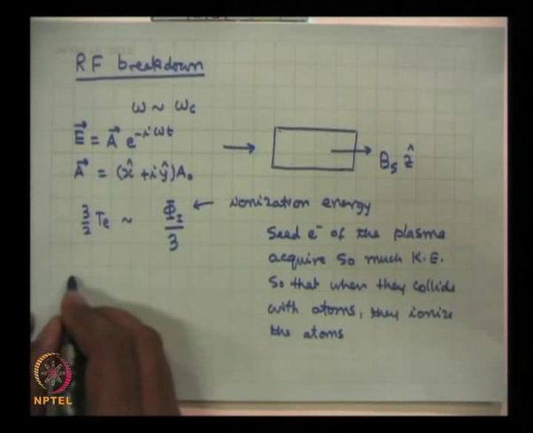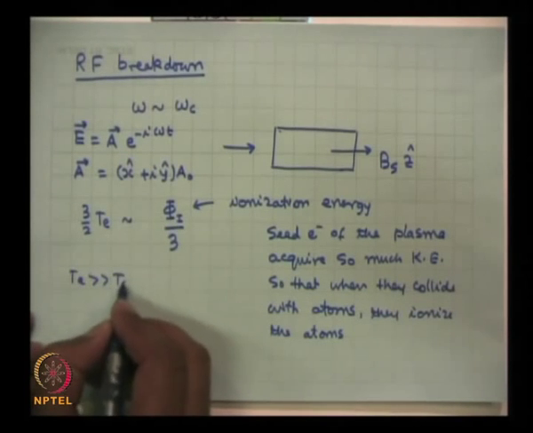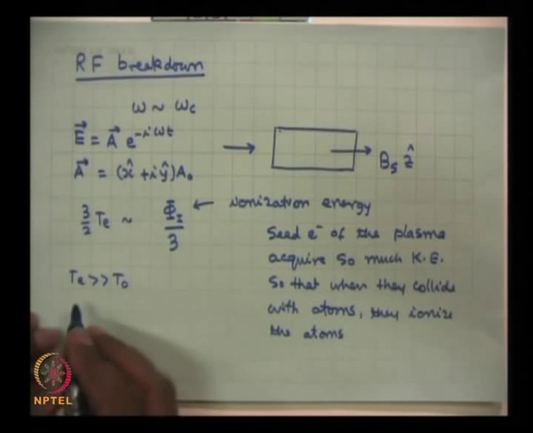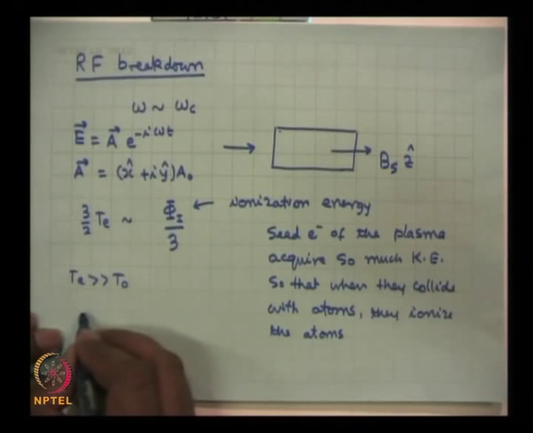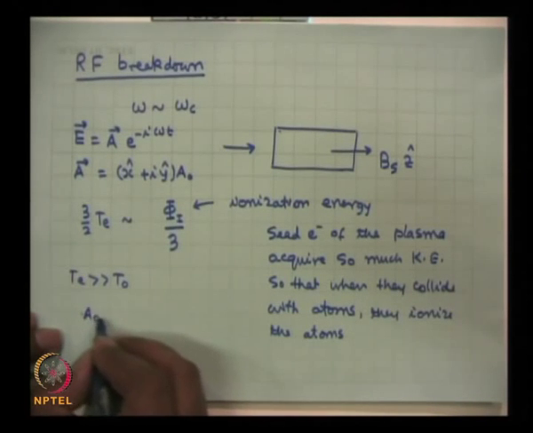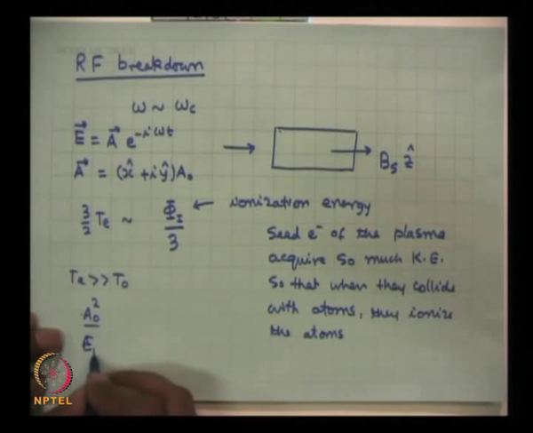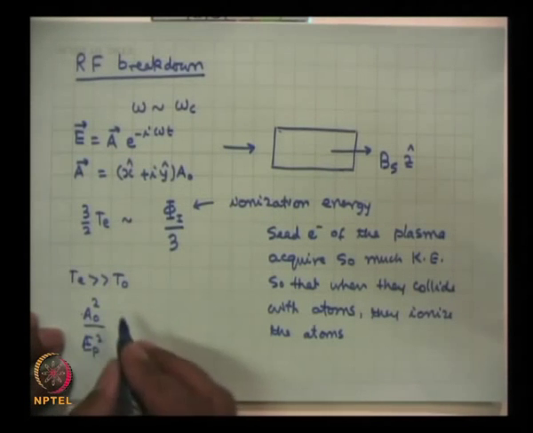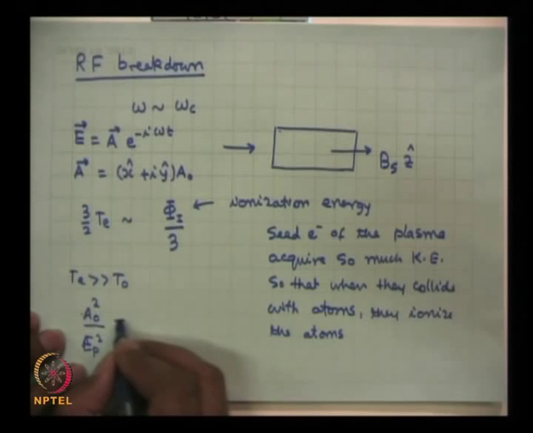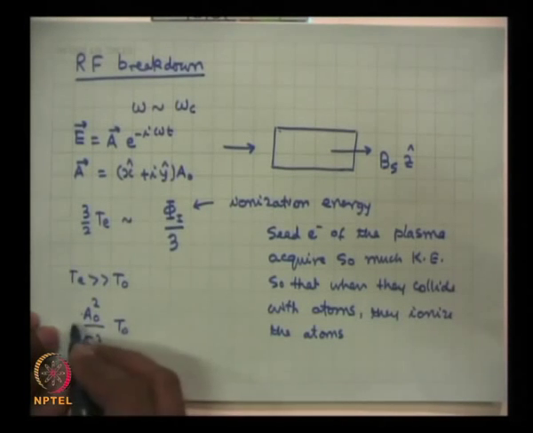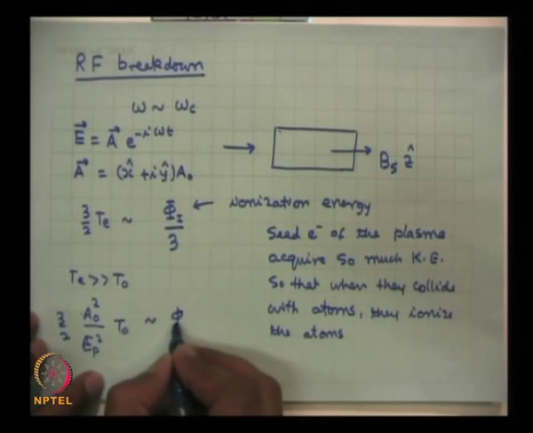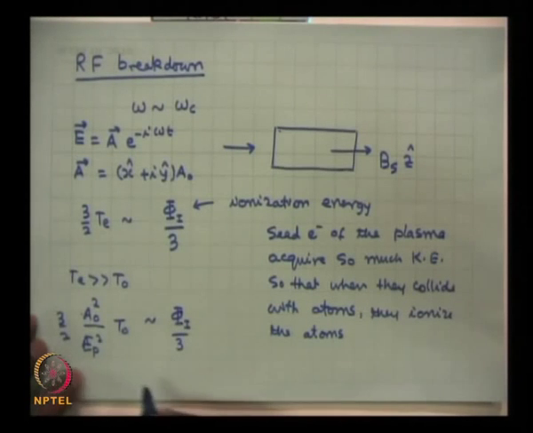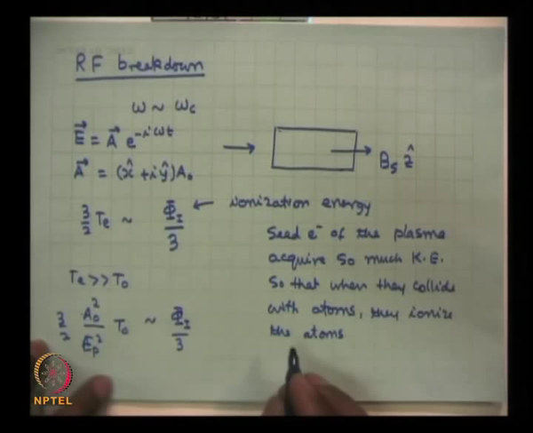So, what do I get? If I assume that T is much bigger than T0, the background temperature of the gas, in that case if I put this condition in the previous expression, I will get A0 square upon EP square, multiplied by T0 into 3 by 2. This should be of the order of phi I by 3. So, you get the breakdown field here.